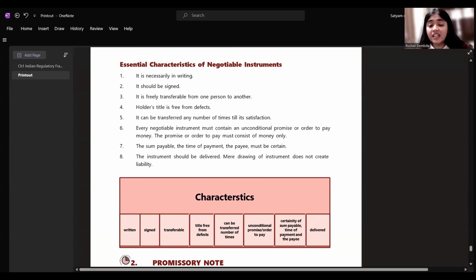Then it is freely transferable from one person to another. Holder's title is free from defects. As I told you, this check should not contain any defects. That means there shouldn't be any fraudulent way or any theft kind of thing. There should not be any coercion or any defect in the document. Now it can be transferred any number of times till its satisfaction.